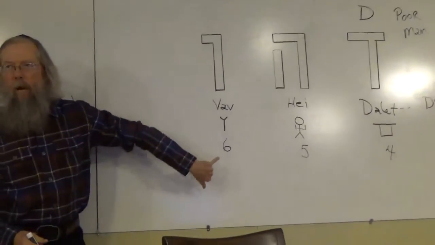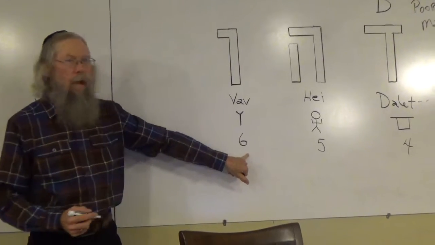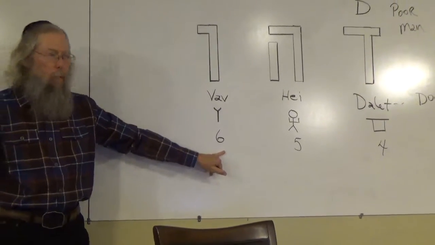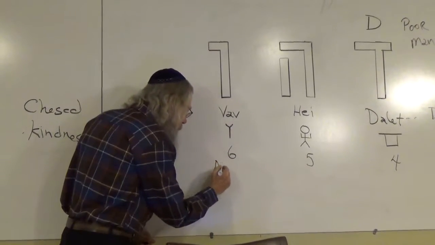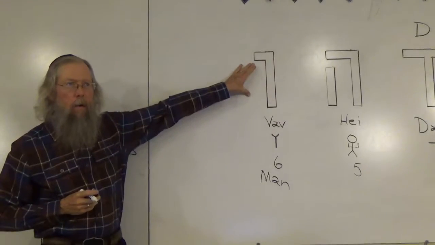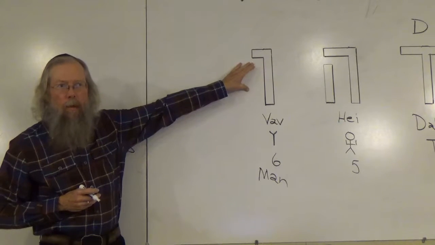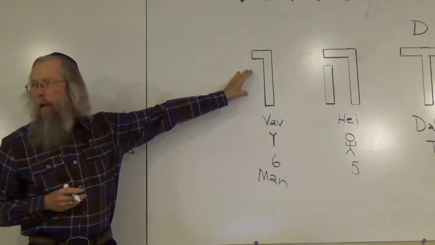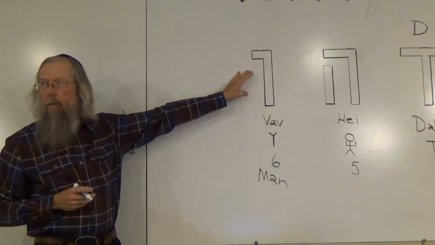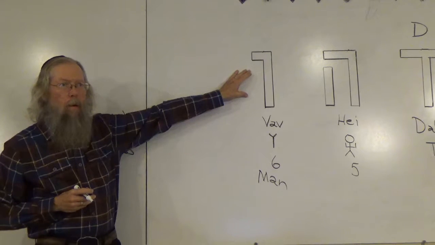What is the number of Vav? Es el número 6. Número de qué? De hombre. Vav represents man, Adam. Why does it represent Adam? Creado en imagen, the sixth day.